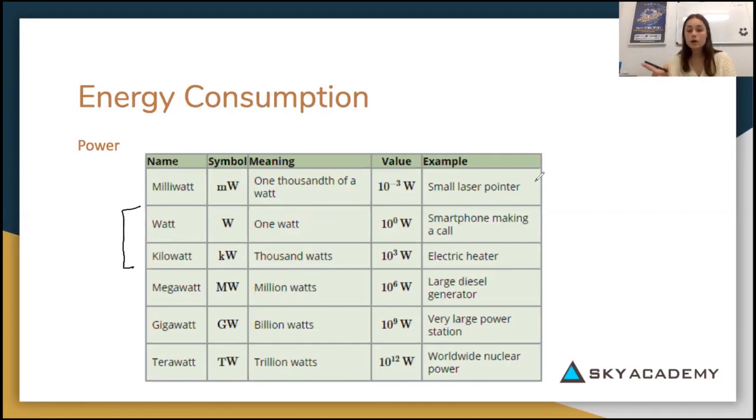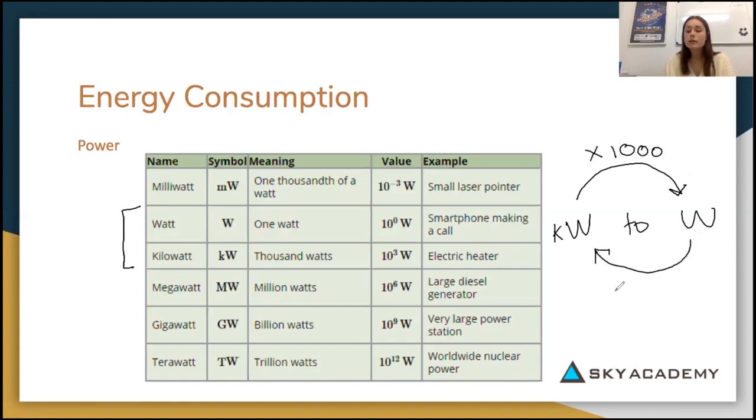If we're going from kilowatts to watts, we would times by 1000. And if we're going from watts to kilowatts, we shall divide by 1000. So that conversion rate there is very important to remember for when you do questions involving watts and kilowatts.